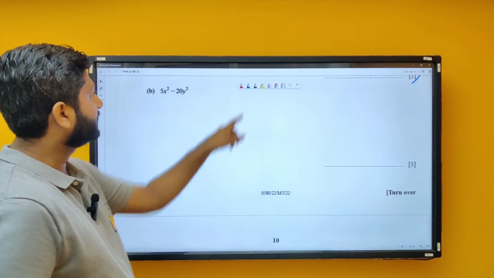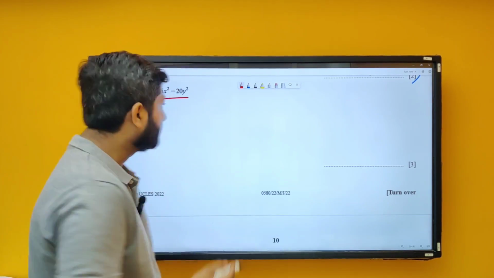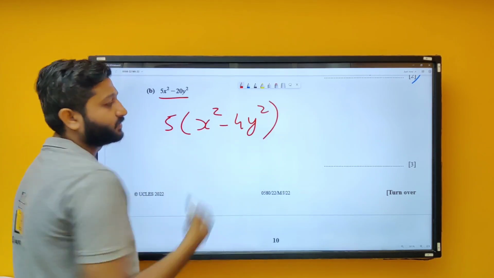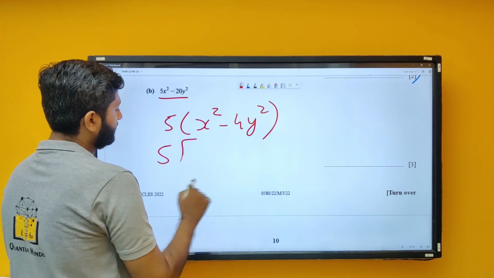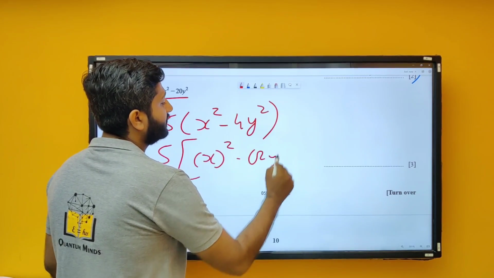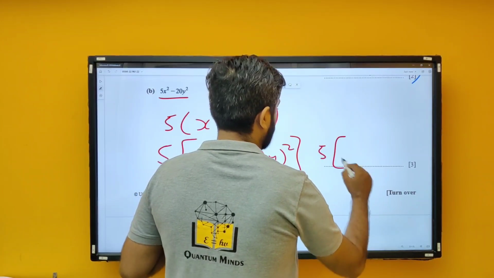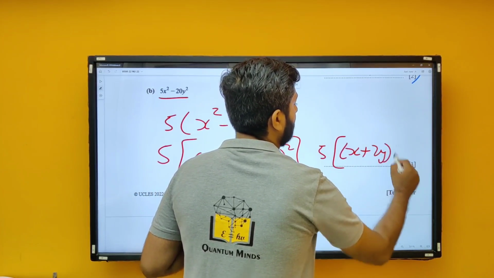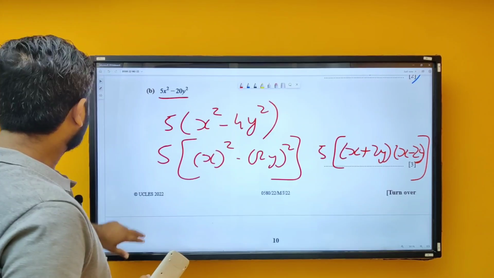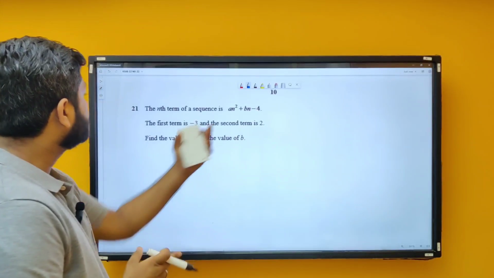Next, further I am supposed to factorize this also. Okay, so here can I take anything common? Yes, I can. 5 is common. So if I take 5 common, I'll be left with x square minus 4y square, right? So I think this can further be factorized. This seems like a square minus b square, right guys? Now I already know a square minus b square is a plus b and a minus b, right?